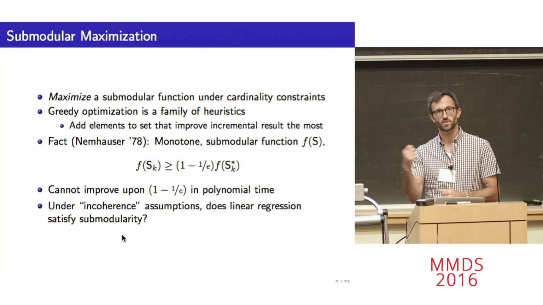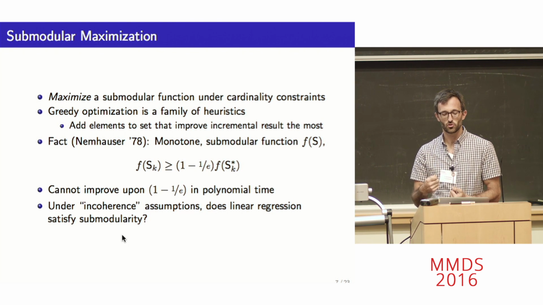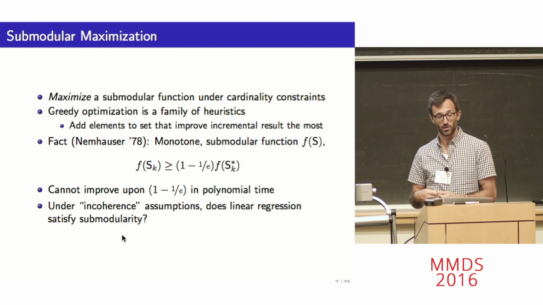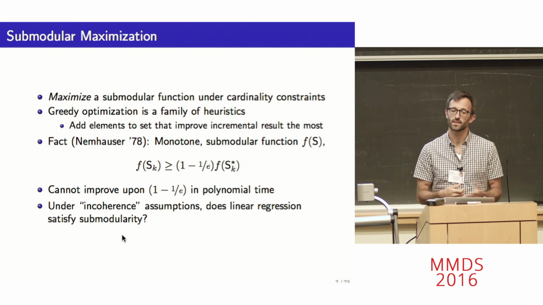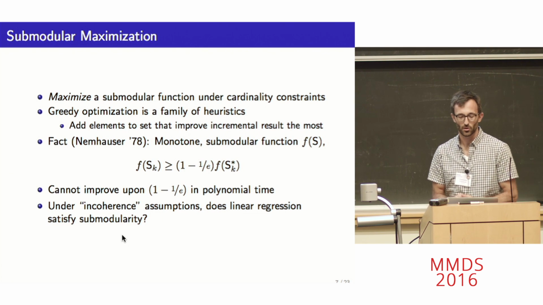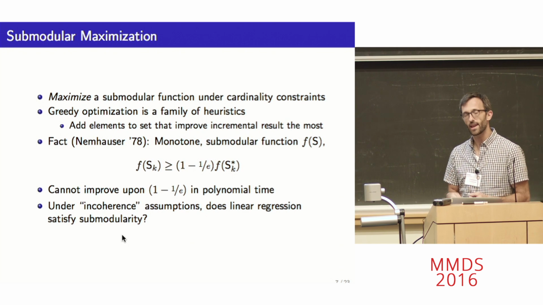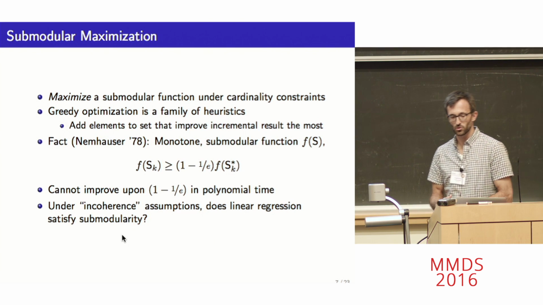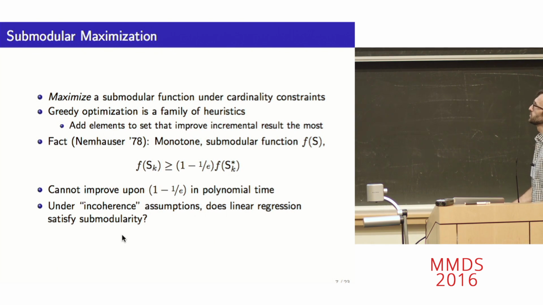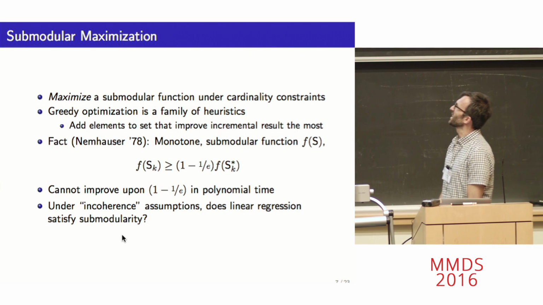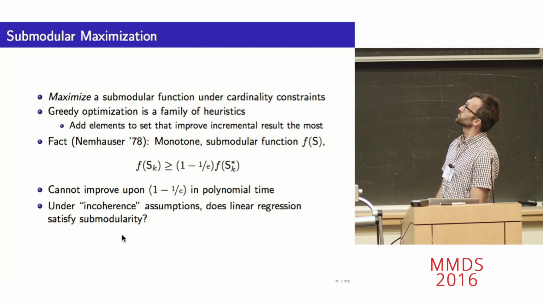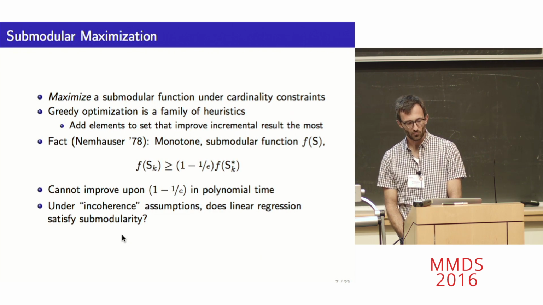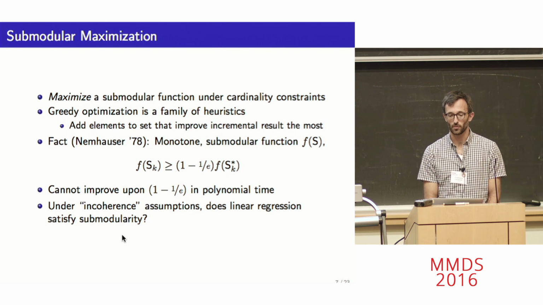You start with the empty set. The first element you choose is the one that increases f the most, and so on with the second one, and so on with the third. And Nemhauser's result basically says that if your function is monotone and submodular, then you're guaranteed that the set Sk that you build in this sequential greedy way, and of course the benefit of that is that it's computationally very, very simple as long as you can evaluate your function, is guaranteed to be within a factor of 1 minus 1 over e of the optimal. And it's also known that this can't be improved by polynomial time methods.